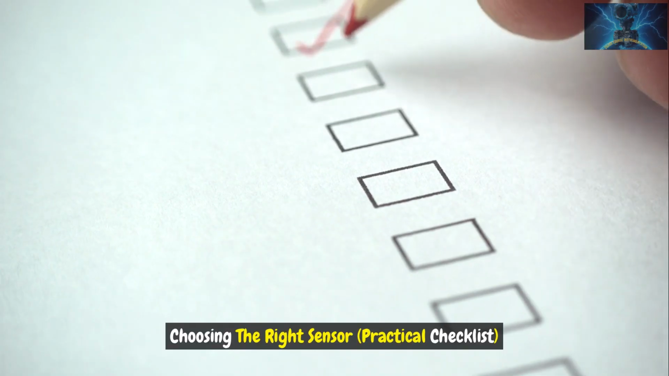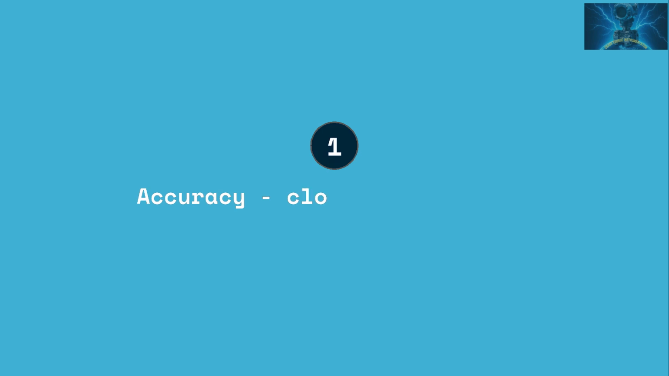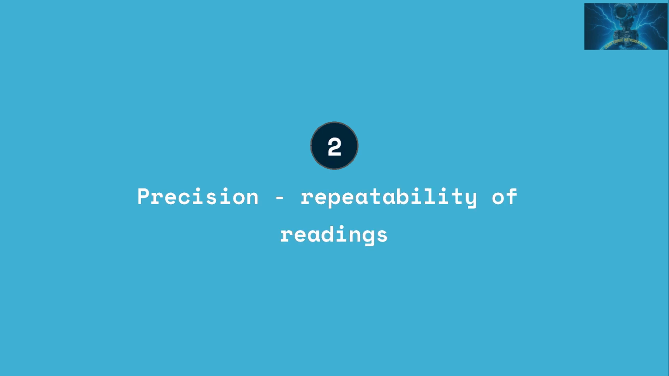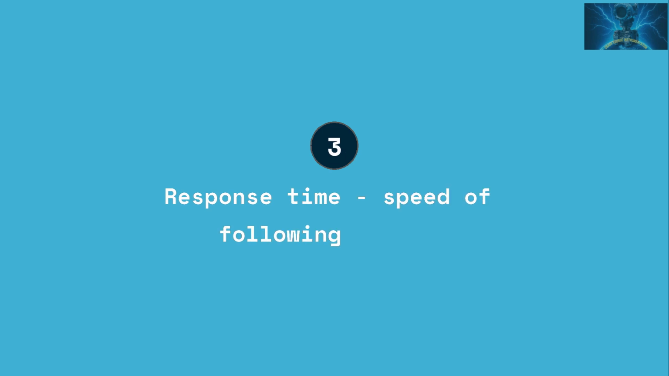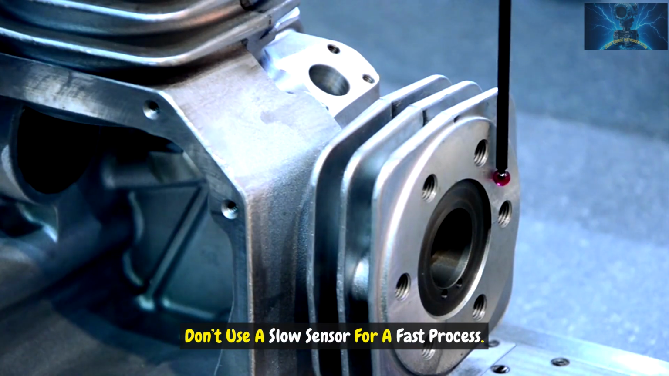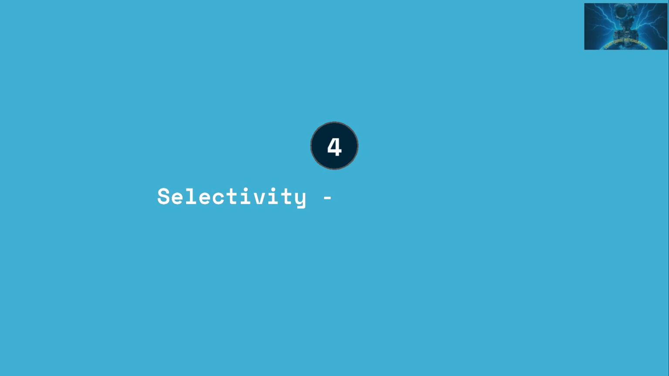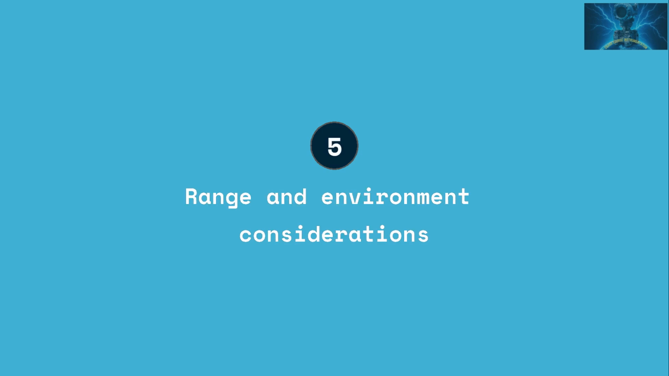Choosing the right sensor, practical checklist. Accuracy, how close to the true value. Precision, how tight the readings are to each other. Repeatability. Response time, how quickly it follows changes. Don't use a slow sensor for a fast process. Selectivity. Does it respond mainly to what you want, or to other things too? Light, heat, vibration.